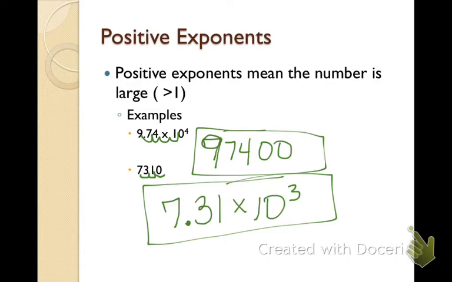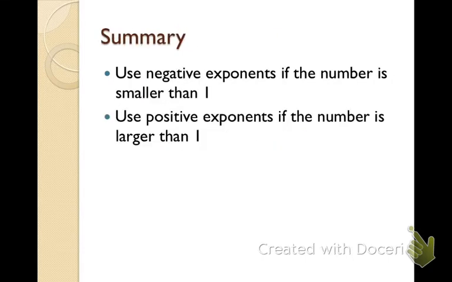Now, this is just kind of showing you, positive exponents, if you're going to condense it, move the decimal point, if you're going to expand it, move the decimal point to the right. For a negative exponent, if you're going to expand it, move the decimal point over to the left. Just using that 1 as a guideline or a helpful hint for you kiddos. Alright, so again, use a negative exponent if the number is smaller than 1, or a positive exponent if the number is larger than 1.